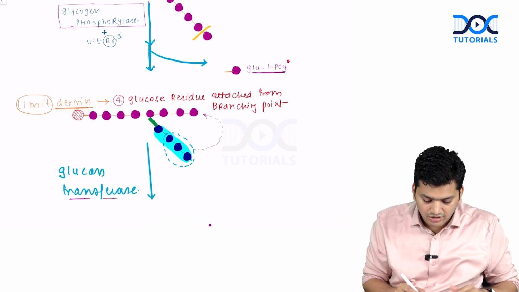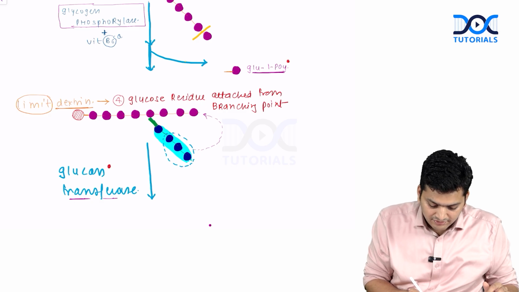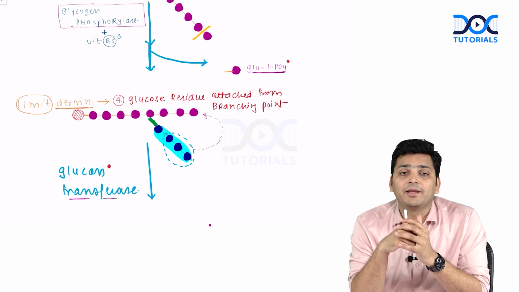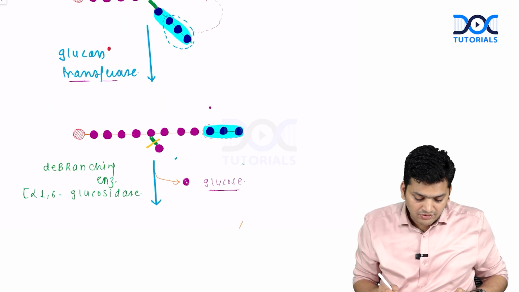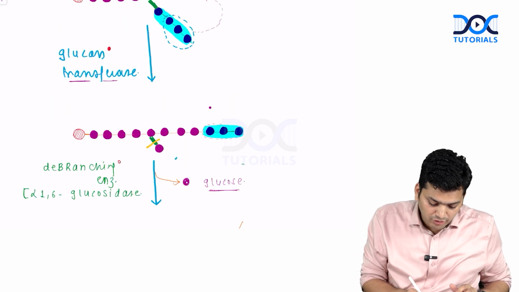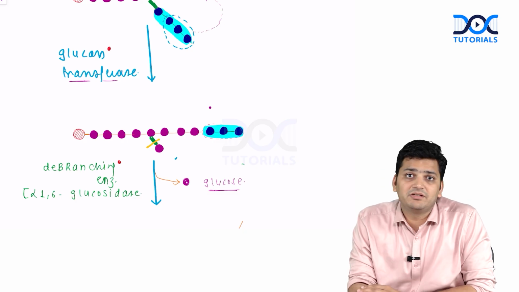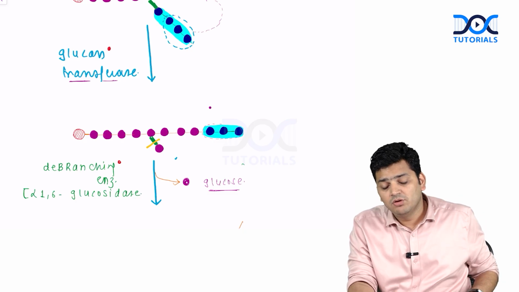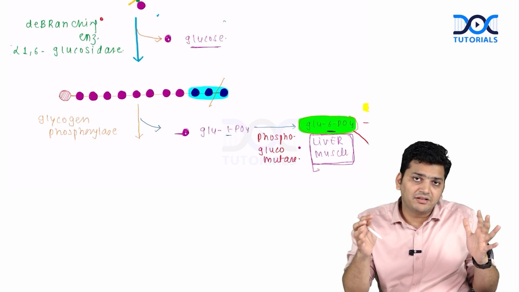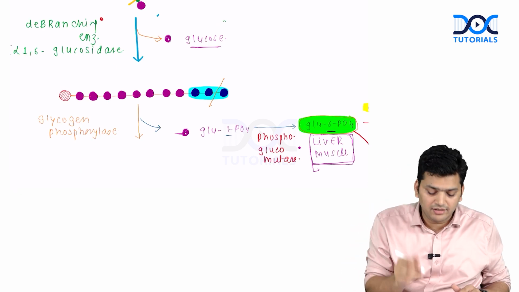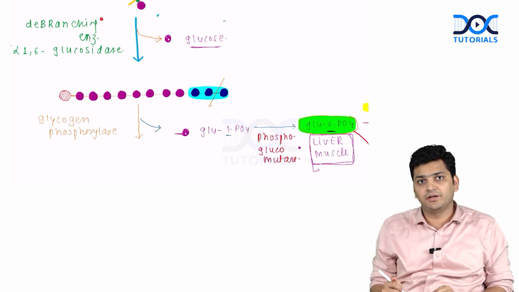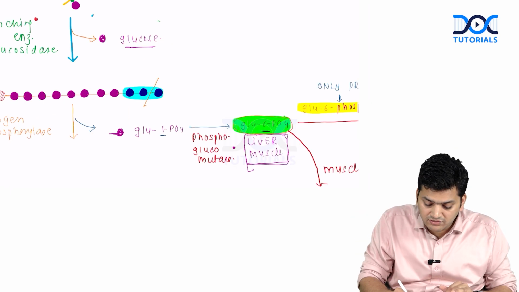Then which enzyme should come? The glucan transferase. That is going to shift 3 of the 4 molecules to the nearby branch. And now the branching point is exposed. So now which enzyme will come? The alpha-1,6-glucosidase. That is the debranching enzyme. It will cut. And this is how, again, we will get a linear sequence. Again, the glycogen phosphorylase will come and start cutting. And this is how glucose 1-phosphate will be continuously generated. This 1-phosphate will convert into 6-phosphate.